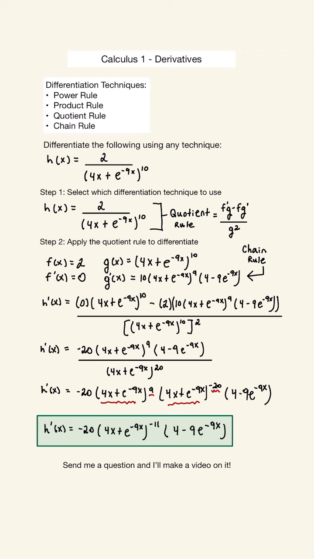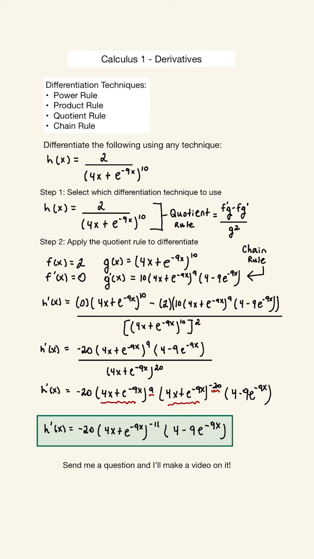The big thing here is that we see that our denominator term, 4x plus e to the negative 9x, is the same as one of our numerator terms. And so we can go ahead and put this bottom term up on the top and make the exponent negative. Then we can combine like terms. Here we have our term raised to the 9th power, and here we have our term raised to the negative 20th power. And so we can combine these two terms and add the exponents together to get negative 11.